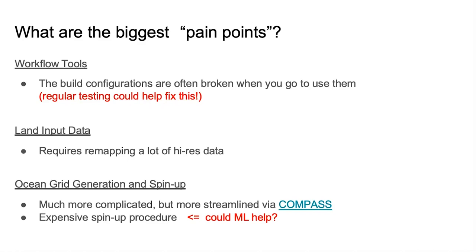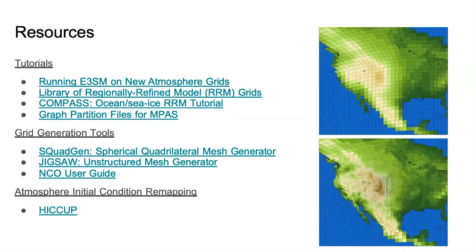And then the other thing, I didn't have time to talk about the ocean grid generation. In some ways, it's much more complicated, but in other ways, it's much more streamlined because of the Compass Polaris tool chain. But anytime you have to deal with that, you have to deal with ocean spin up, which is another big expensive problem to solve. And machine learning could help there, I think. So with that, I put some links to some resources if anybody wants to look at the tutorials or the tools. And yeah, I'll take any questions.